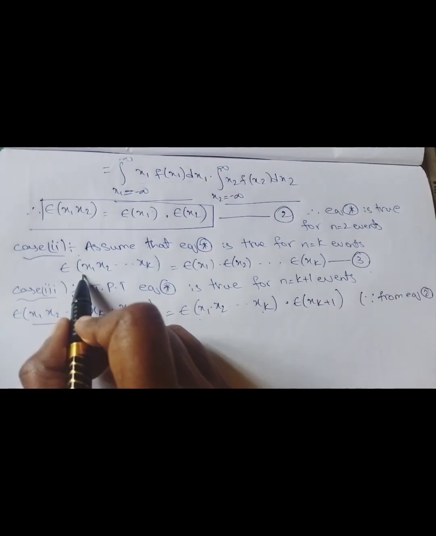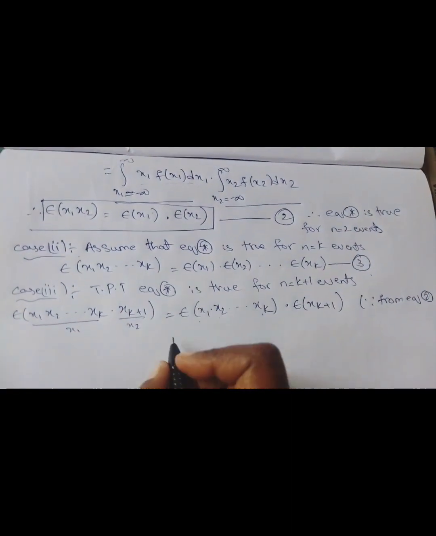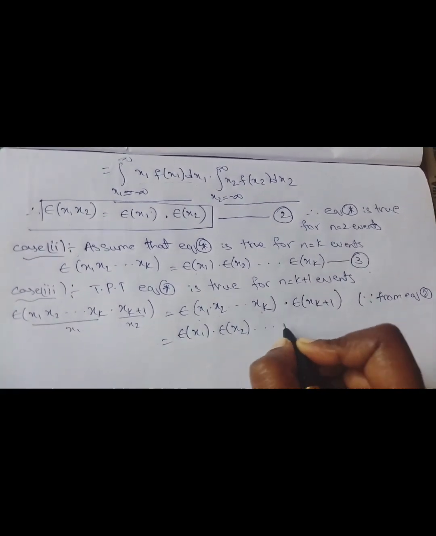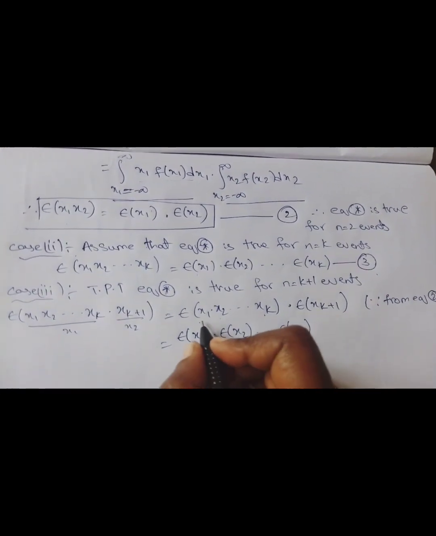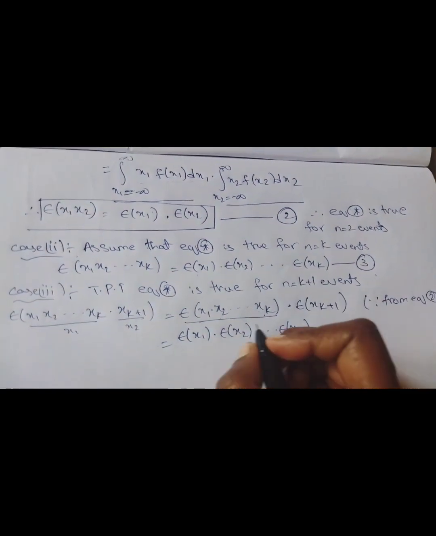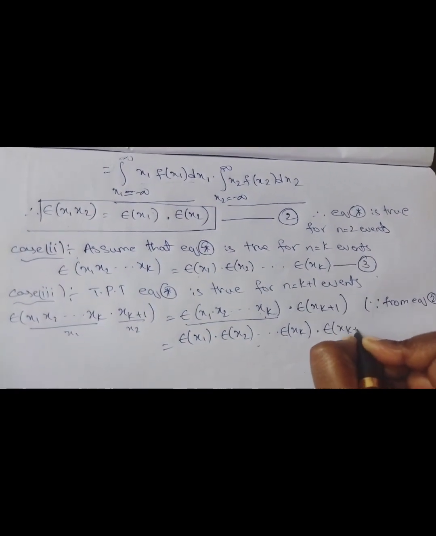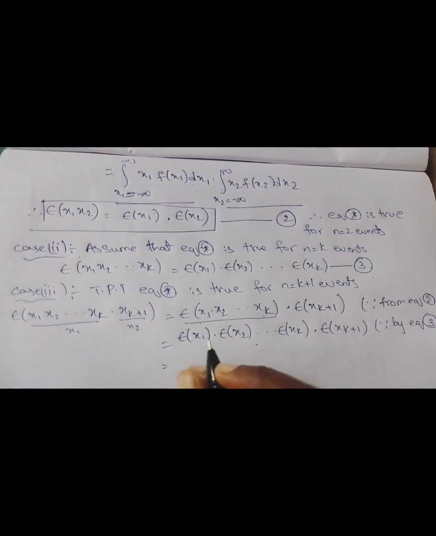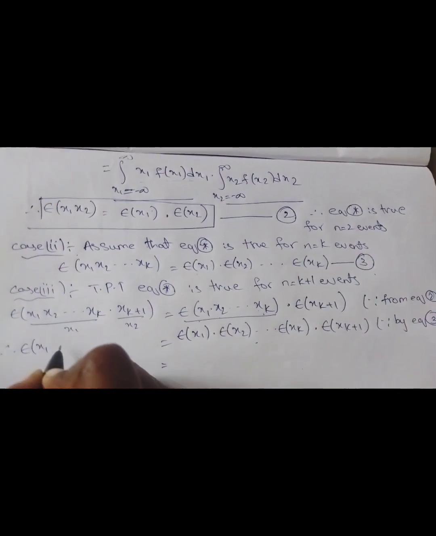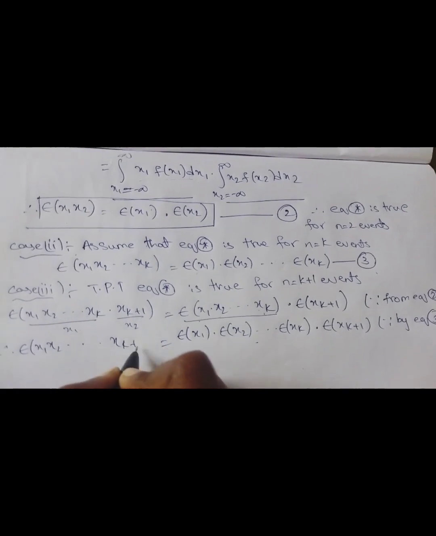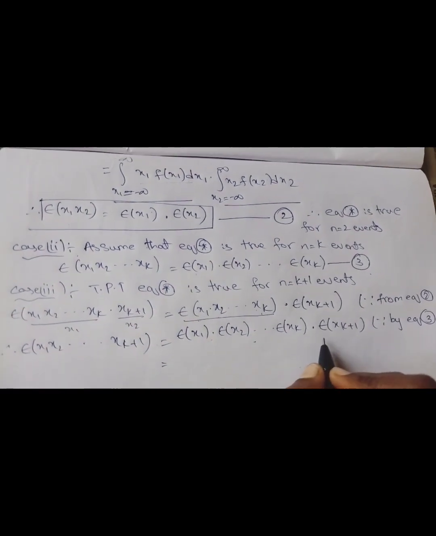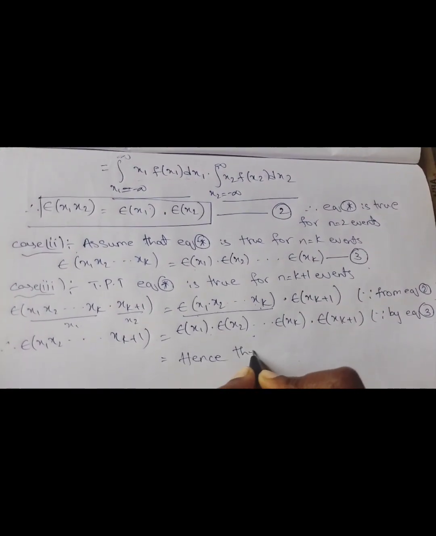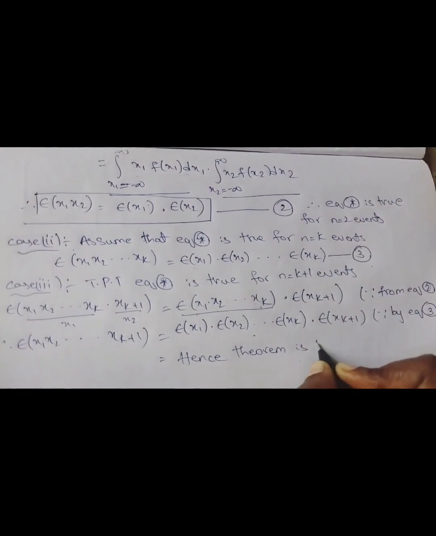From equation 3, see here, expectation of x1, x2, so on xk equals, you can write this directly, expectation of x1 into expectation of x2, so on expectation of xk. By equation 3 we have written this step, into expectation of xk plus 1. Therefore expectation of x1, x2, so on xk plus 1 equals expectation of x1 into expectation of x2 into expectation of xk plus 1. Hence the theorem is true for n equal to k plus 1 events.